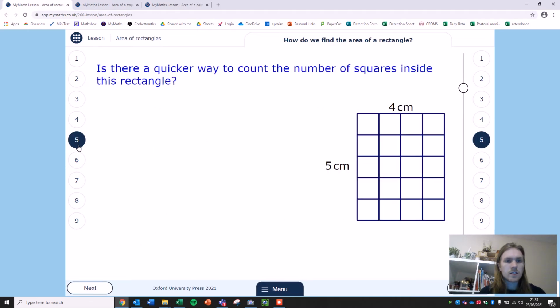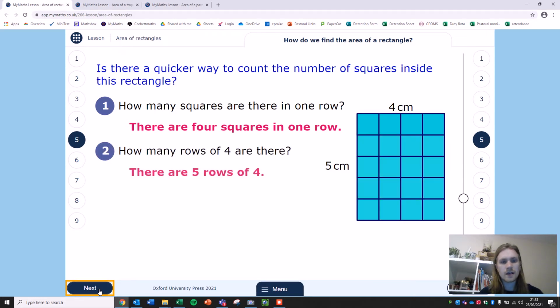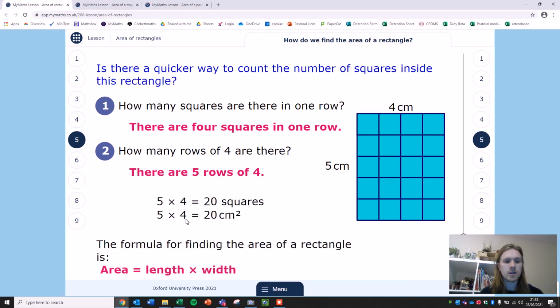So to start off with rectangles, we're proper mathematicians now, we don't want to be counting squares all the time, so we need to find more efficient methods. And I'm sure you've all done this with a rectangle before. In one row there are 4 squares, there are 5 rows with 4 squares in each, so we do 5 lots of 4.